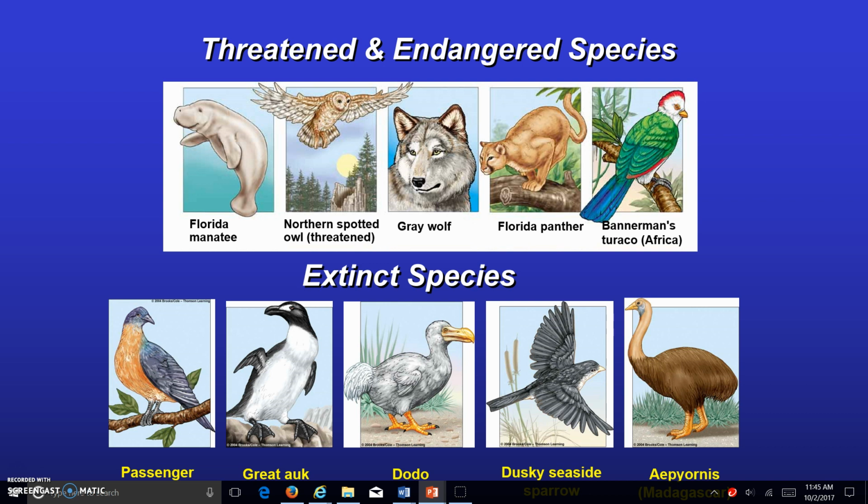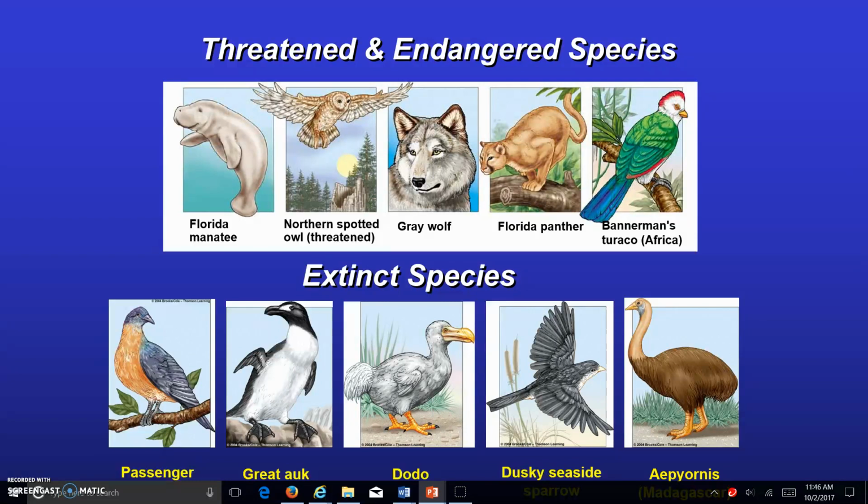On the slide in front of you is a list of threatened and endangered species, just a few of them, including the Florida manatee, the northern spotted owl, which exists in northwestern United States. It's considered threatened, the gray wolf, the Florida panther, and Bannerman's turaco, which is found in Africa.